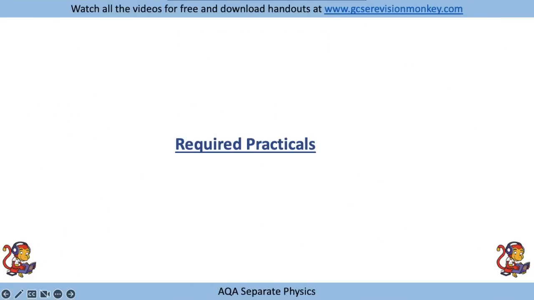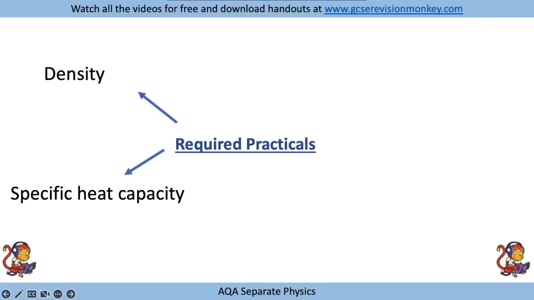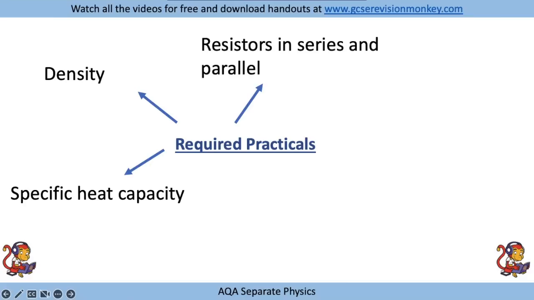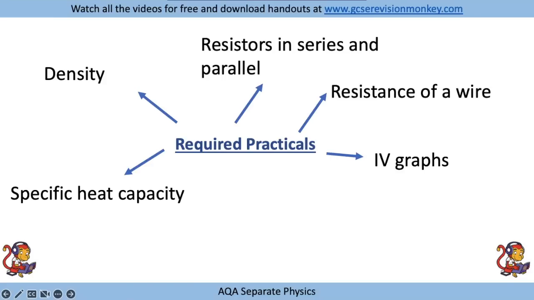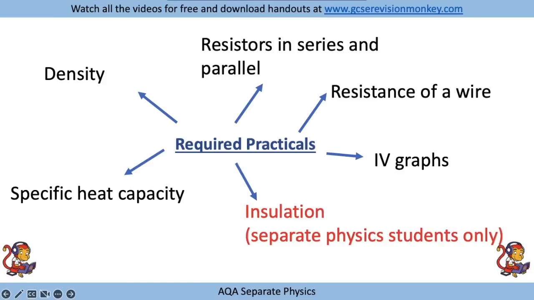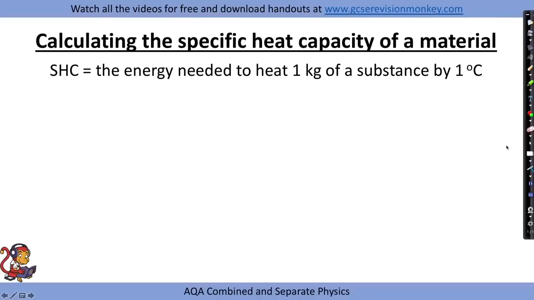The required practicals for Physics Paper 1 are specific heat capacity, density, resistors in series and parallel, resistance of a wire, and IV graphs. The separate only practical is insulation. In this practical, you'll be calculating the specific heat capacity of a material.